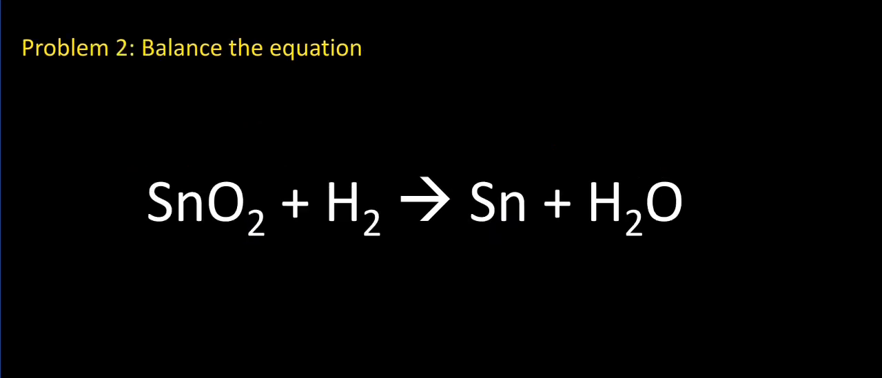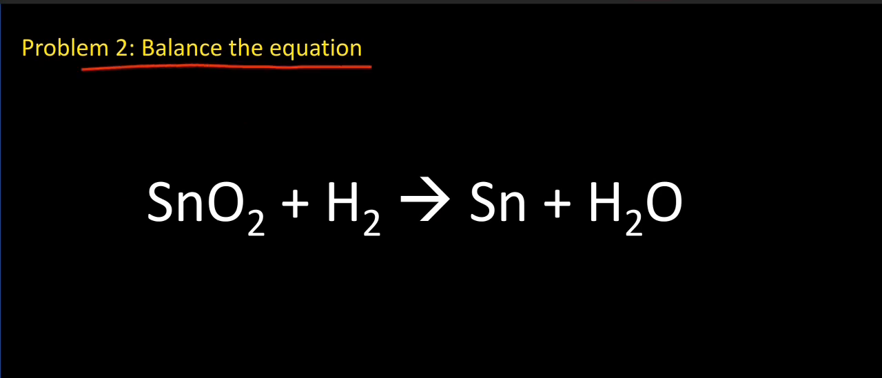So this is our second problem. Here we are asked to balance the equation. At first let's calculate the number of atoms. We have one tin atom here and one tin atom here too. We have 2 oxygen atoms here, but only 1 oxygen atom here. That means the number of oxygen atoms is not equal. We have 2 hydrogen atoms here and 2 hydrogen atoms here too. That means the tin atoms and hydrogen atoms are equal on both sides, but the oxygen atoms are not equal. So we have to balance the number of oxygen atoms.